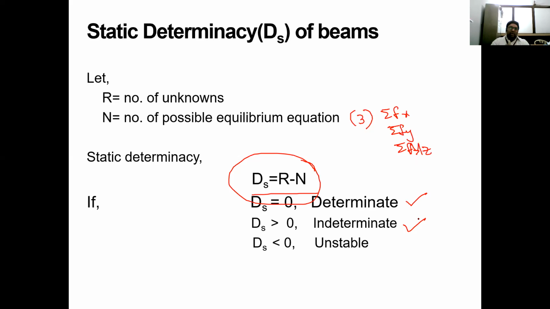But yesterday we have seen one more case, that is Ds less than 0, then that beam will not exist, and that is called an unstable beam. So one more definition is coming here. A beam is said to be unstable if the degree of static indeterminacy is less than 0. That is a very important definition for us to consider if somebody asks you. Okay.